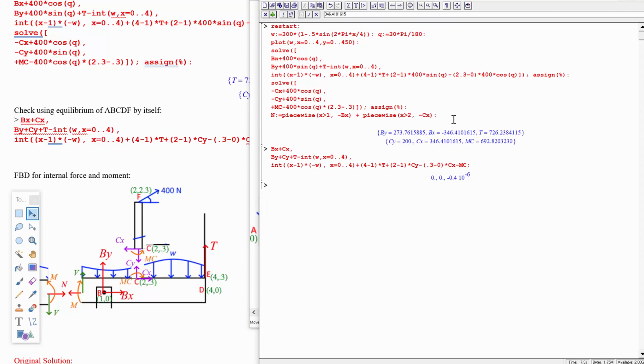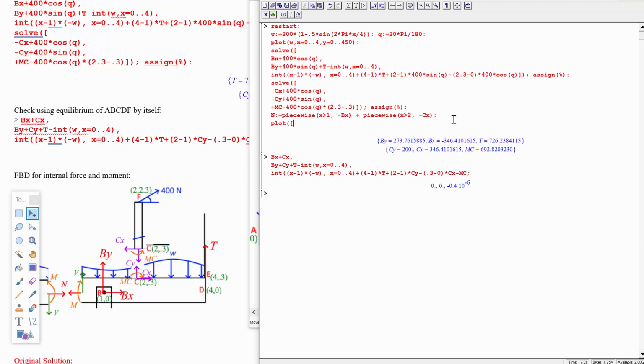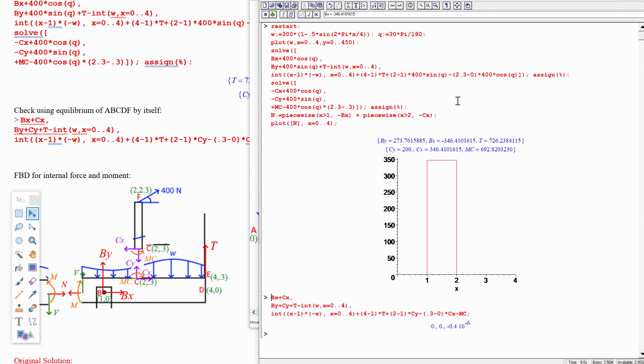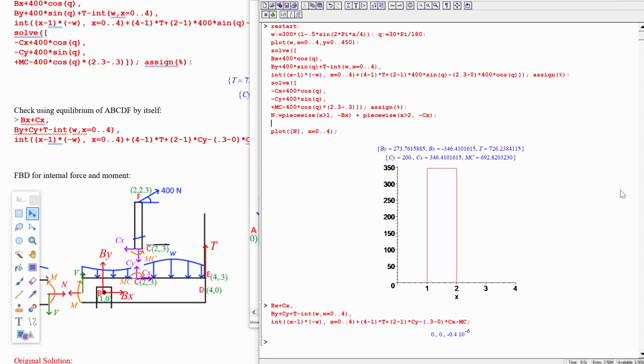We can plot it immediately just to check that it's working. Yeah, so it increases up to 350. It only applies in between B and C, and otherwise the normal force is just 0. Next up, shear force.